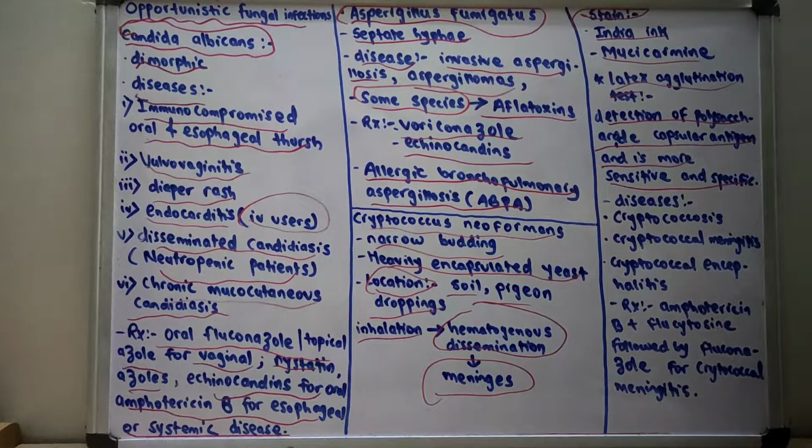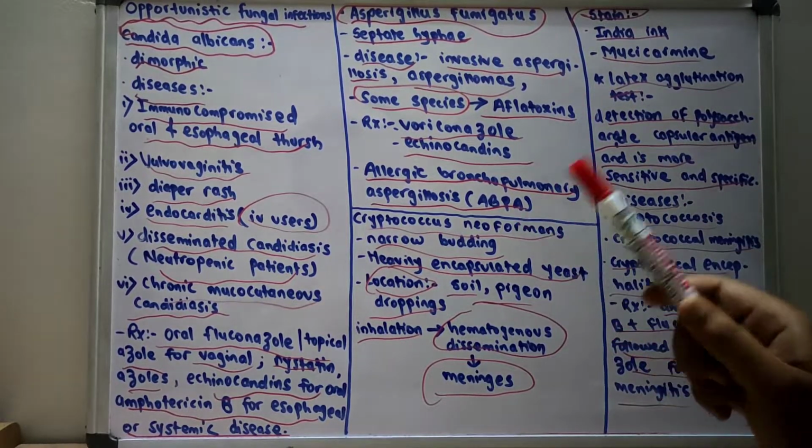The various diseases caused by Cryptococcus neoformans are cryptococcosis, cryptococcal meningitis and cryptococcal encephalitis. The treatment for Cryptococcus neoformans is amphotericin B along with flucytosine, followed by fluconazole for cryptococcal meningitis. So we have to give a therapeutic dose of amphotericin B and flucytosine, followed by fluconazole for cryptococcal meningitis.